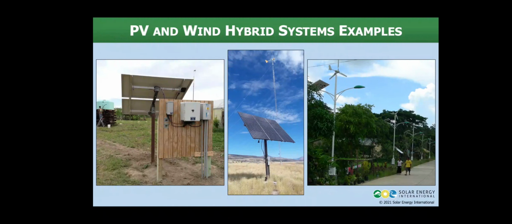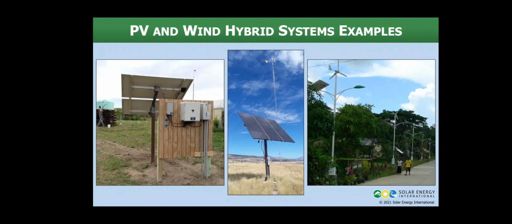We can see a few examples of hybrid wind and PV systems on this slide. With multiple charging sources, there is less likelihood that a system will run out of power. Keep in mind, the more equipment that is added to a system, the more complex the system becomes. Design, installation, and maintenance becomes more costly.